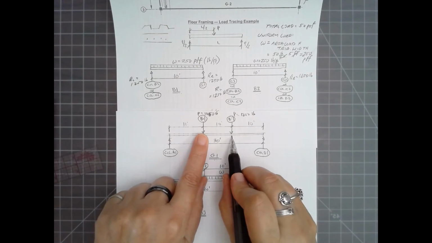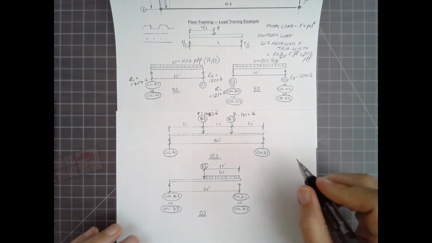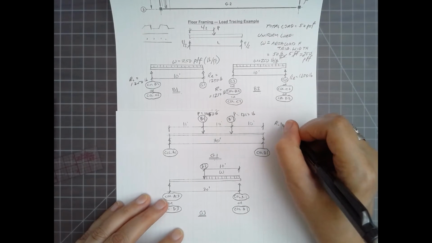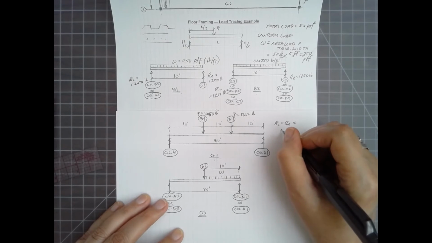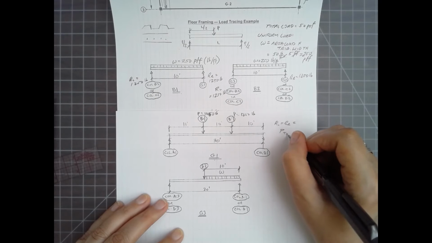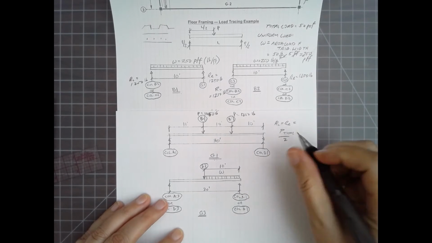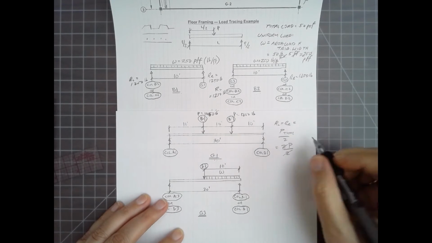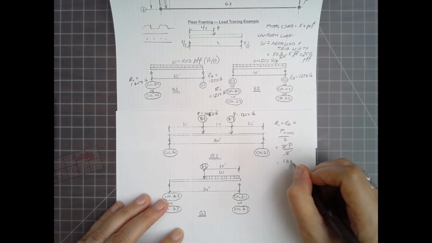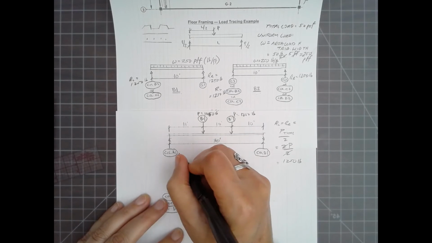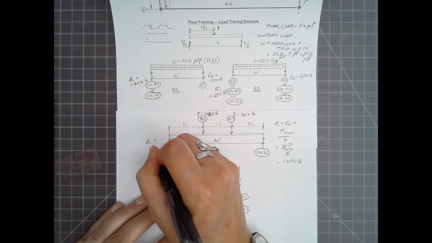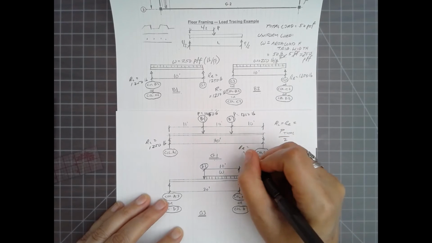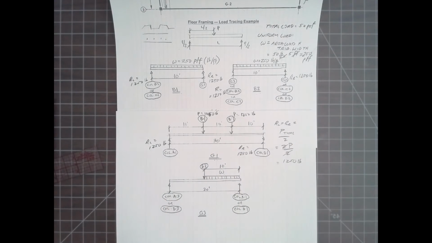And since this is equal and symmetric, the end reactions are by inspection equal. So in this case we have 2 times P over 2. In other words, it comes out to P, 1,250 pounds. So that one's pretty simple.